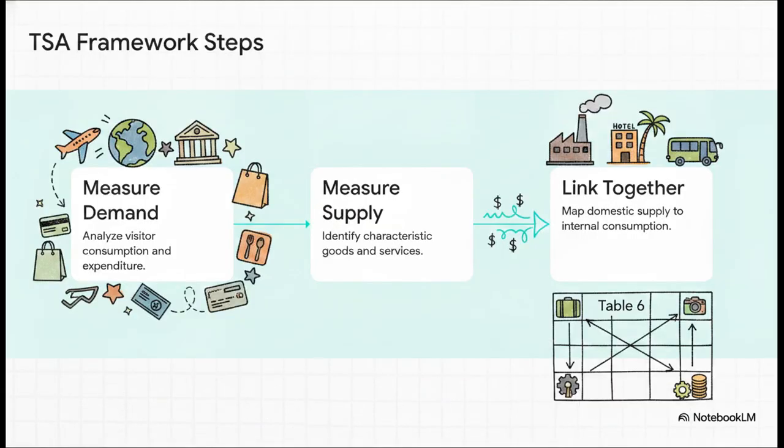Let's break down how this works. To solve this problem, the UN developed the Tourism Satellite Account, or TSA. It works in 3 distinct steps. First, you measure the demand.